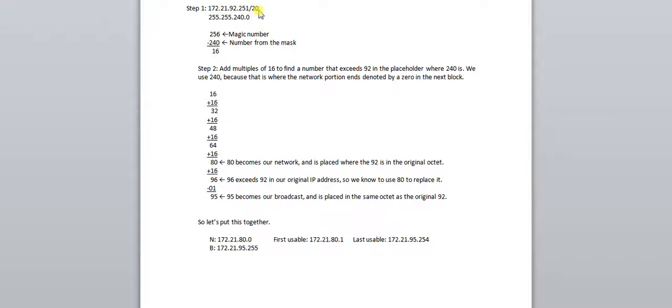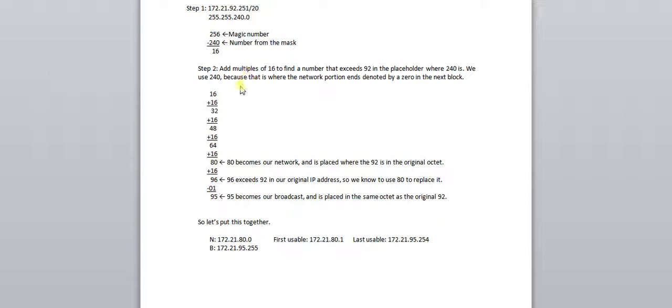172.21.92.251/20. /20 becomes the subnet mask of 255.255.240.0. We're going to use the magic number of 256. We're going to take 256 minus 240, which is our number from the subnet mask, because 240 is in the network portion, where the host portion begins here and the network portion ends here. So 92 is right above 240. So that's why we use 240. We get our number of 16.